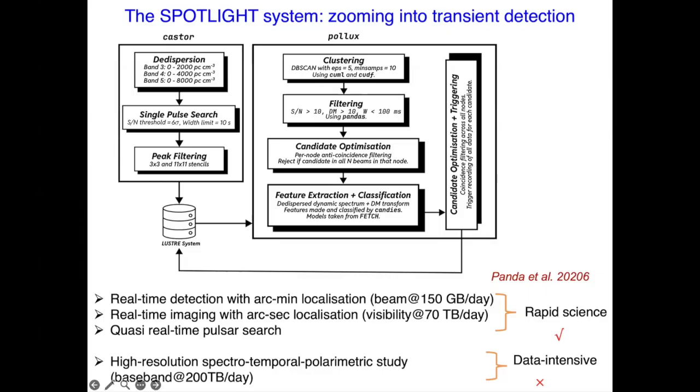I'll mostly highlight two parts. One is the feature extraction, what is special about it and how optimal it is, and then the classification, where we are using FETCH with some modification. As you can see, there are two different kinds of data products. One is the rapid science data product, which is fully functional now, where you have real-time detections followed by arc-minute localization using the beams, then arc-second localization using the imaging, and then the quasi-real-time pulsar search. The second is the data-intensive pipeline, where you dump the baseband data and do the polarization calibration and spectro-temporal polarimetric study. That's under development right now, but I'll still show some results from that.